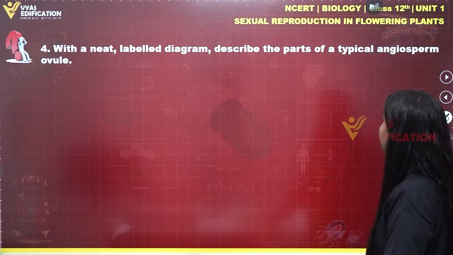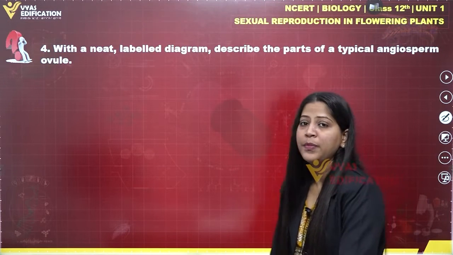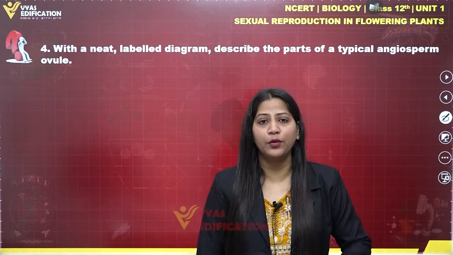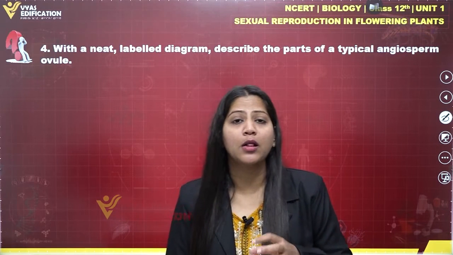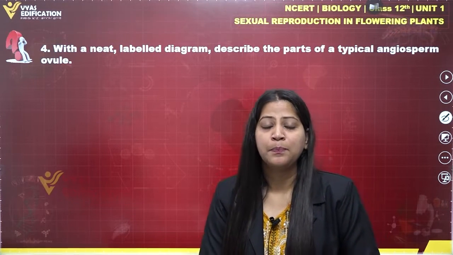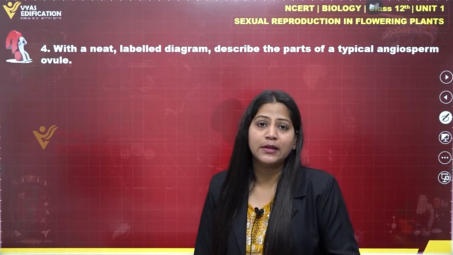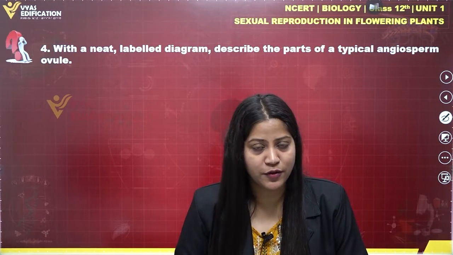Describe the parts of a typical angiosperm ovule. So in this question we have to draw a neat labeled diagram of an ovule, and also describe all the parts of it in detail. So first of all, what is an ovule? Ovule is actually an integumented megasporangium.